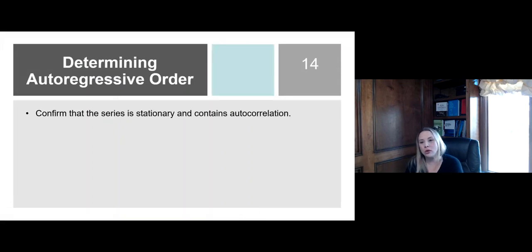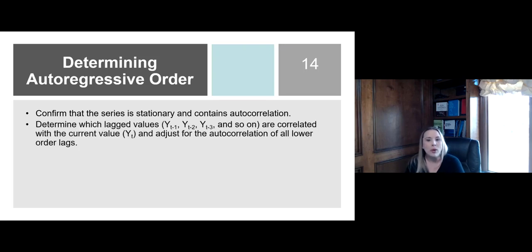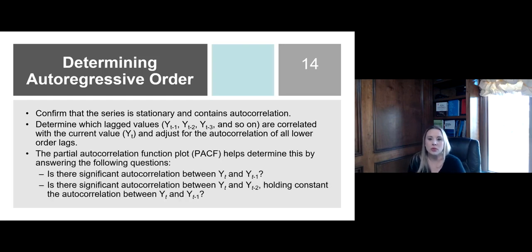So how do we determine an autoregressive order? First, we need to confirm that the series is stationary and contains autocorrelation. We want to determine which lagged values, which is y at t minus 1, t minus 2, and so forth, are correlated with the current value y at t. And then we want to adjust for the autocorrelation of all the lower order lags. And we'll talk more about that in a little bit. And for that, we also want to look at the partial autocorrelation plot, the PACF, which helps us to determine the autocorrelation by answering the following questions.